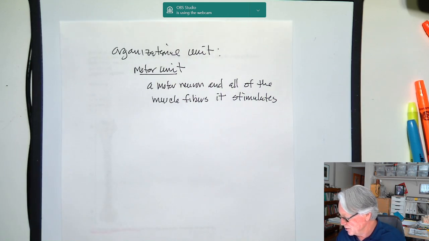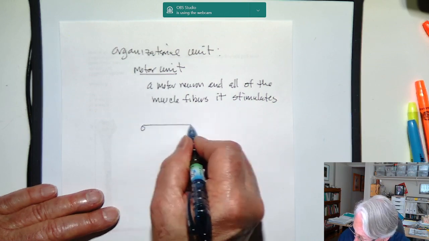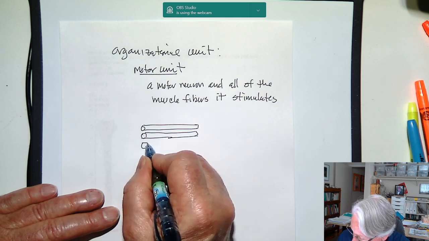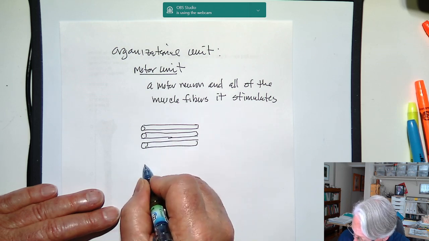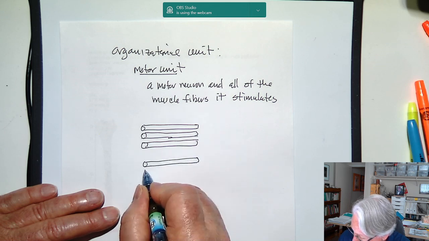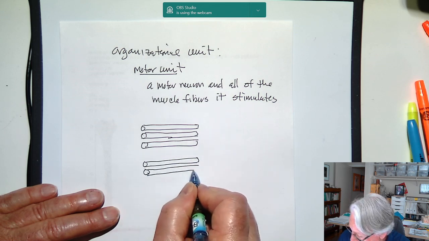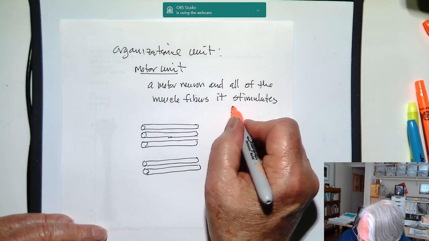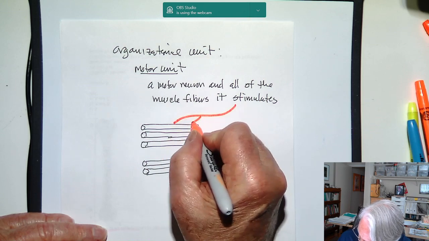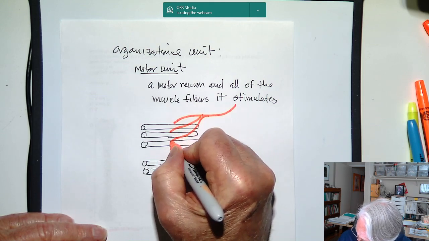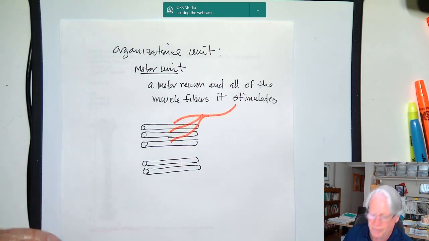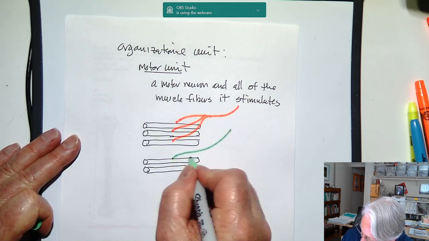Let me draw a couple of examples for you. So I'm going to draw here, let's say that's a muscle fiber, another muscle fiber, another muscle fiber. And I'm leaving a little separation here because I want to make a point. Okay, so now I'm going to bring in a neuron, a motor neuron. Here's my motor neuron, and I'm going to branch here, here, and here. So that's going to be one. And now I'm going to bring in another one. Another motor neuron here and here.